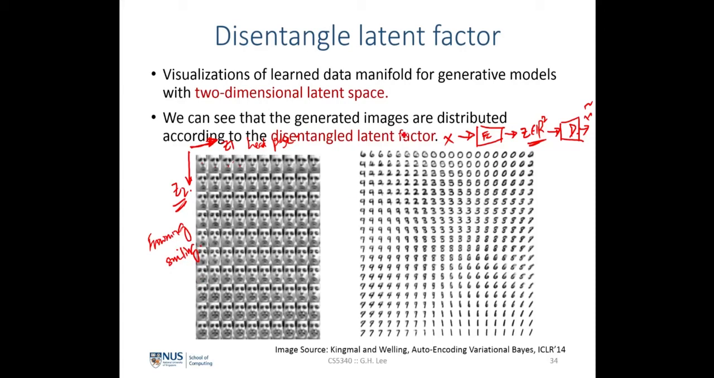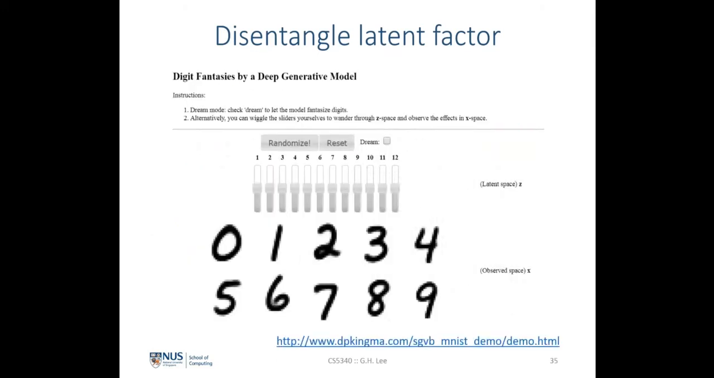And we can also see from here that in this case, there's also a gradual change in the two different dimensions of Z1 as well as Z2 over here. You can play around with this disentangled feature with this particular program, which can be accessed over this link, where you can actually change the latent random variable of the decoder.